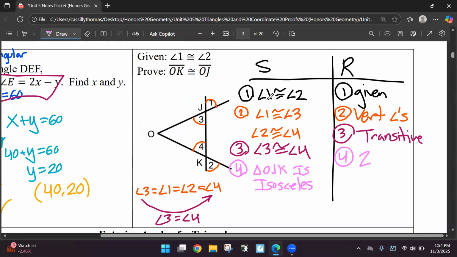We know we have two congruent angles, right? Well, since we have two congruent angles, that means we get two congruent sides. What are those two congruent sides in this picture? That is segment OJ is congruent to segment OK. All right, that is just the definition of isosceles triangles. Definition of isosceles triangles.